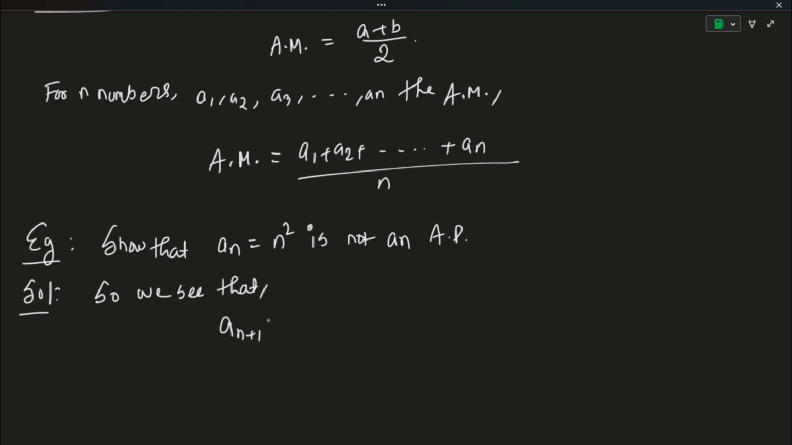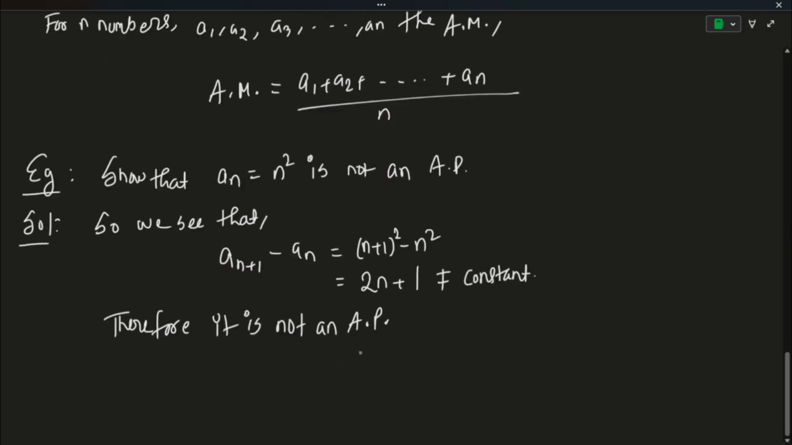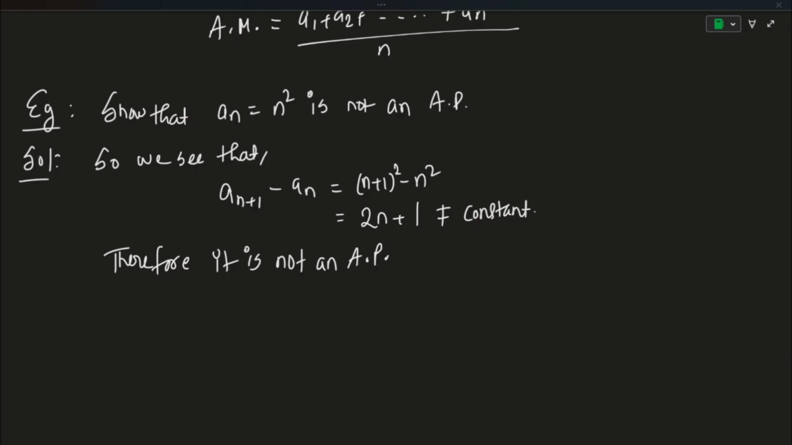So we see that for consecutive terms you write an+1 minus an, meaning the difference of the n+1th term and the nth term, which is (n+1) whole squared minus n squared, right? What comes out is 2n+1, and this is not a constant. Why? Because it depends on n, which means the difference between the consecutive terms is going to be different for different terms, right? Therefore, this is not an AP. Okay. So I hope this was easier to understand.